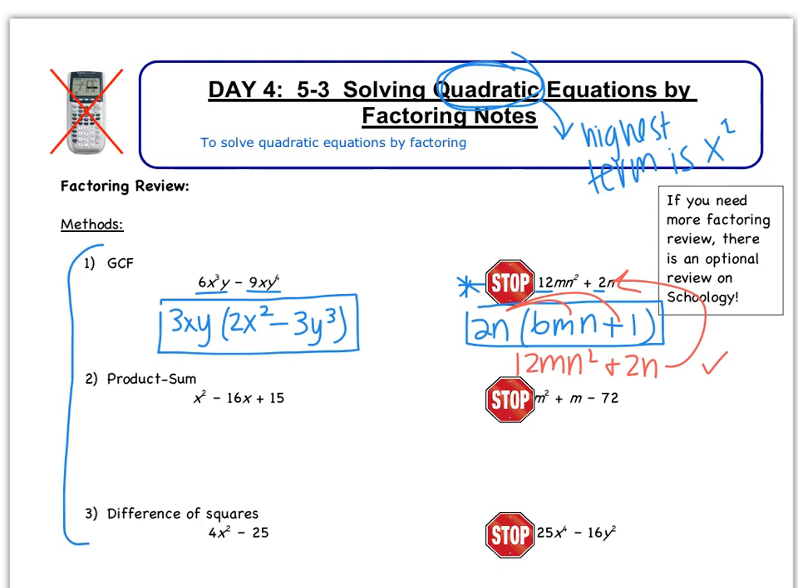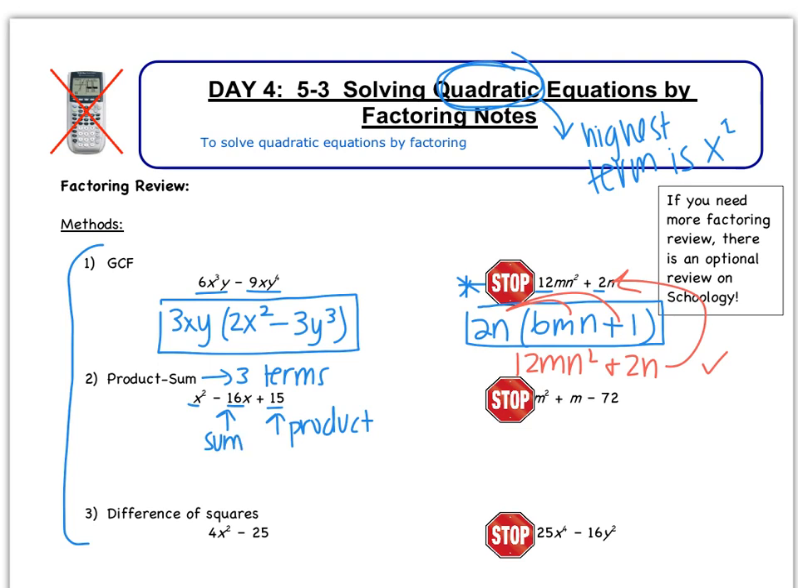The second type of factoring is called product sum factoring. This factoring is always going to have 3 terms. You're going to have an x squared term, an x, and then just a constant term. Okay, so product sum is called product sum because you are looking for the 2 numbers whose product is going to give you the last number, product meaning multiply, and whose sum is going to give you the middle number.